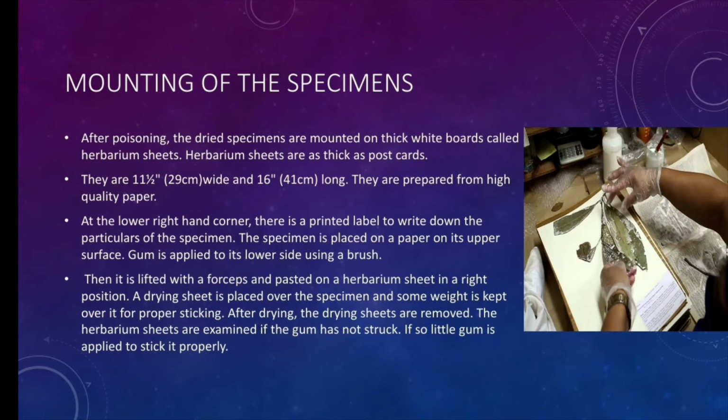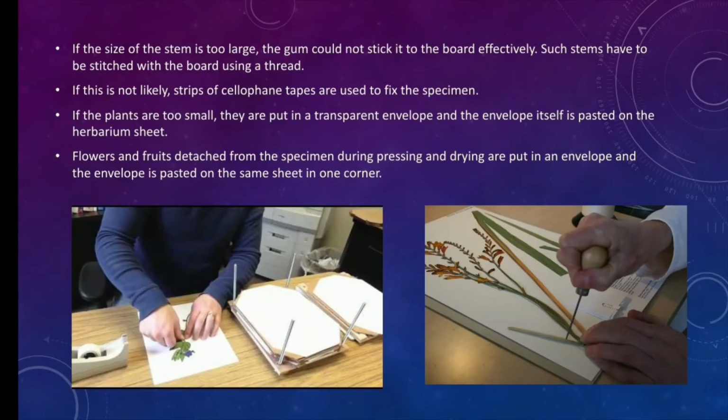The herbarium sheets are examined to see if the gum has not stuck properly. If so, a little gum is applied to stick it properly. If this is not likely, strips of cellophane tape are used to fix the specimen. If the plants are too small, they are put in a transparent envelope and the envelope itself is placed on the herbarium sheet. Flowers and fruits detached from the specimen during pressing and drying are put in the envelope, and the envelope is placed on the same sheet in one corner.